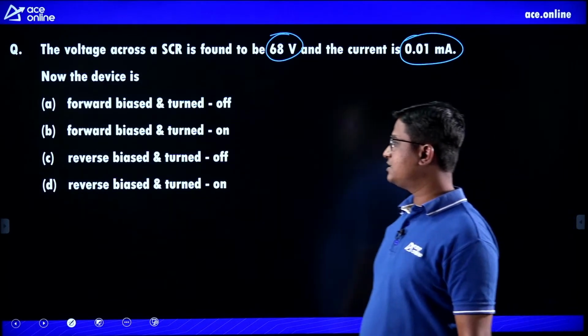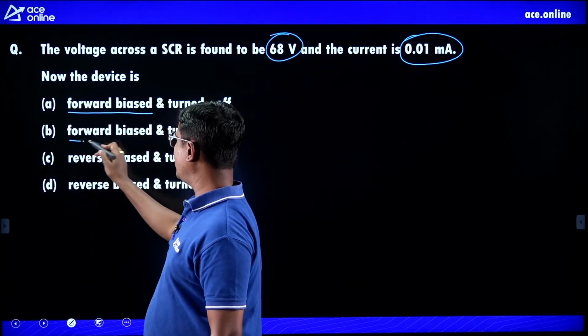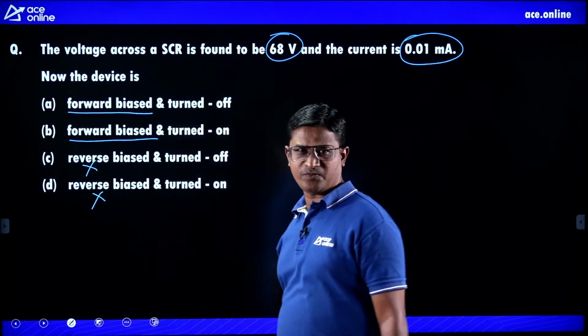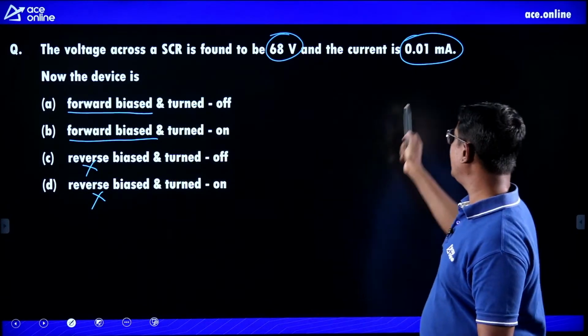Positive voltage means the device should be in a forward bias mode only. No reverse bias. Reverse bias means the voltage across the device is negative. So here, voltage positive means the device is forward biased, and the current is only leakage current.